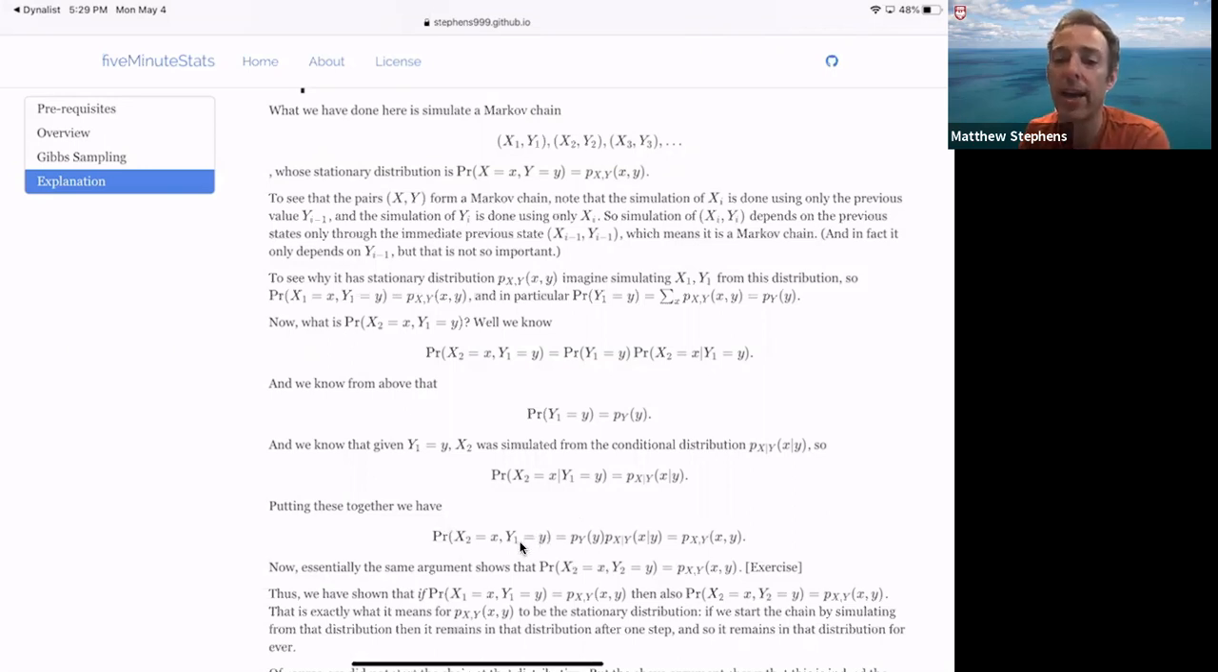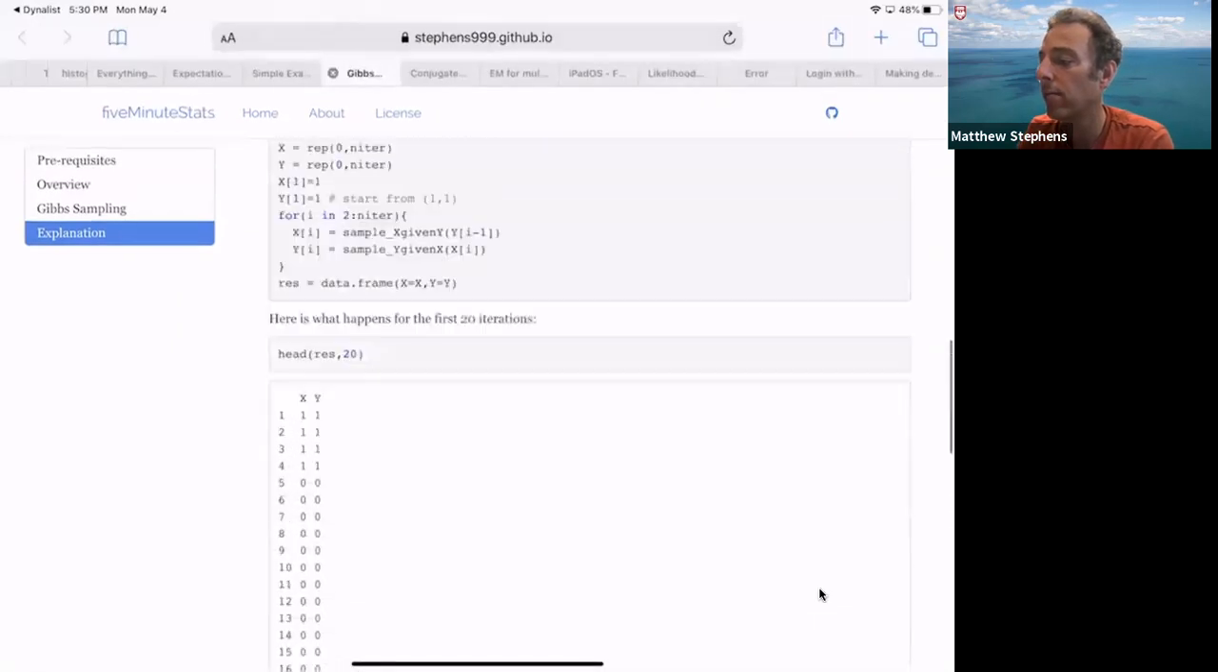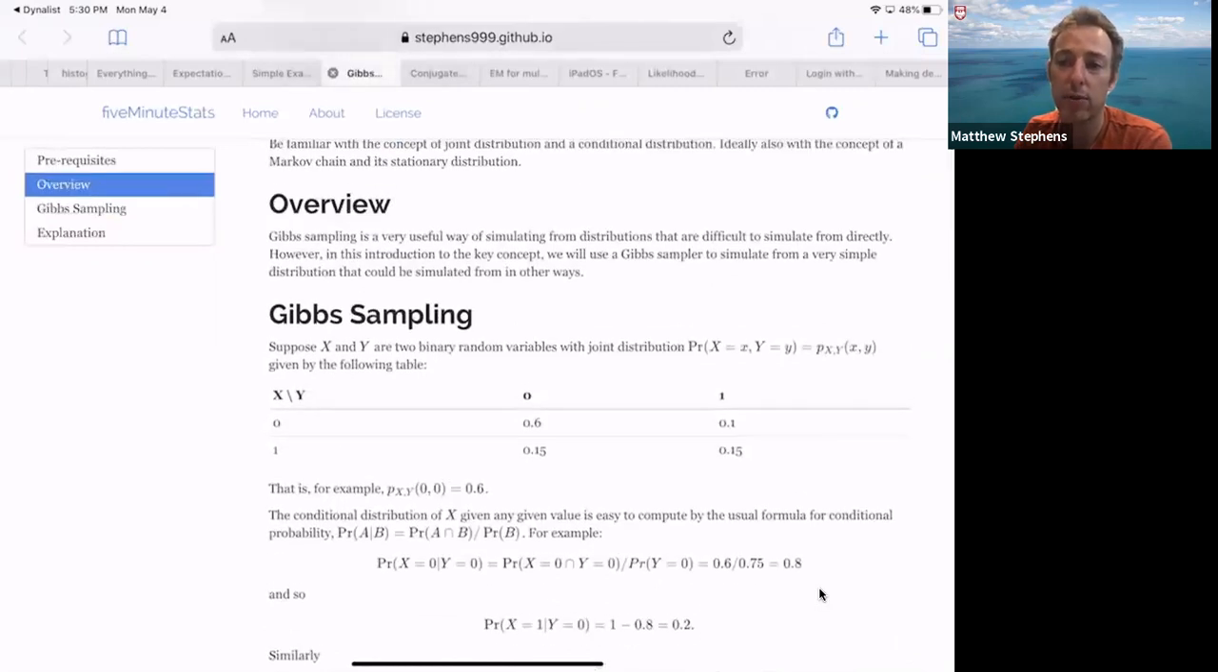And then you can do the same argument again to show that if you now generate y2 from the conditional given x, the value of x2, then x2 and y2 will also be from the joint distribution. In other words, if x1 and y1 come from the joint distribution pxy, then so do x2 and y2. And that's exactly what stationary distribution means. So if we start by sampling from that, we will stay there. Of course, we didn't start by sampling from that. We just started from 1, 1, but that doesn't matter. This argument shows that the joint distribution up the top is the stationary distribution for this Markov chain, because we used the conditionals computed from this joint as our updates.